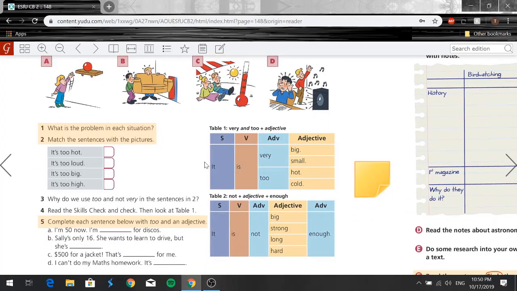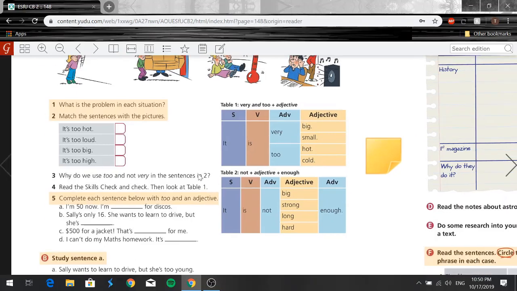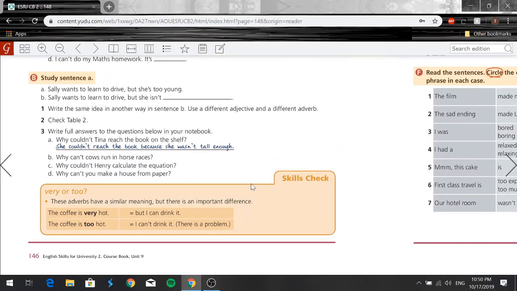Now, I want to ask you guys a question. Why do we use the word too in the sentences above and not very? So for example, why did I say it's too loud? And why didn't I say, I could have just said it's very loud? Well, the reason for that is because let's go to skills check here for a second.